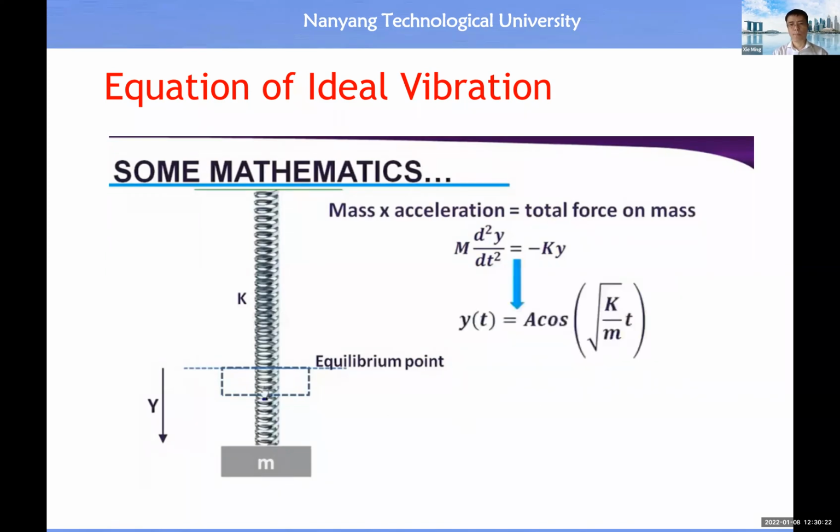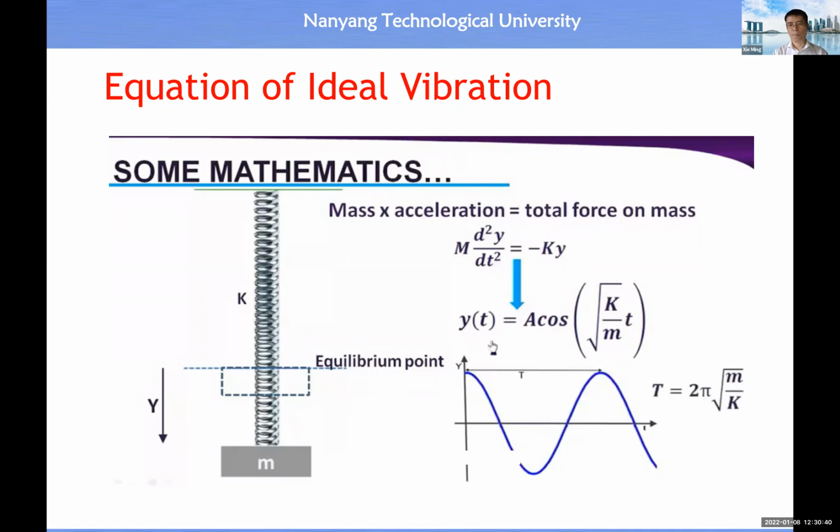Displacement of mass varies like a cosine function with respect to time. And A is the initial amplitude of the spring, or the initial stretch you have given. So graphically you can represent it like this, a cosine wave. And you can find the time period from this equation as this.